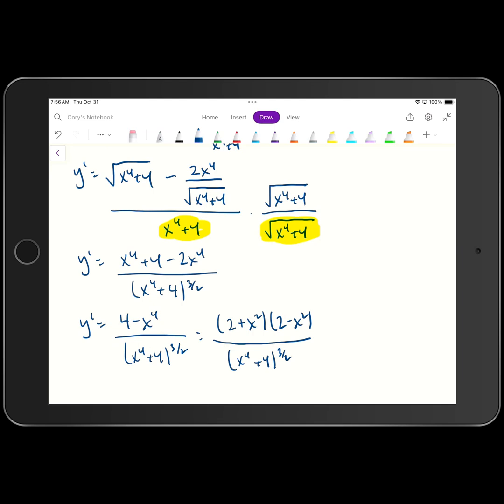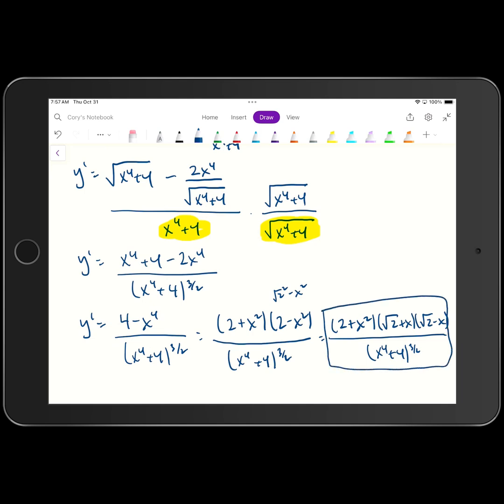And we still have a difference of two squares. In our numerator, I can rewrite 2 minus x squared as rad 2 squared minus x squared. So I can also factor that as the difference of two squares. So this is going to become (2 plus x squared) times (rad 2 plus x) times (rad 2 minus x) all over (x to the fourth plus 4) raised to the 3/2 power. Okay, and that right there is your derivative simplified completely.